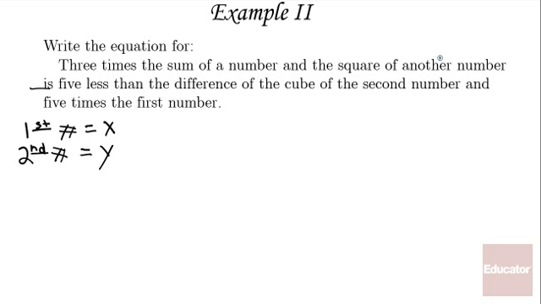3 times. Okay, so I've got 3 times. And it's 3 times the sum of these two terms. 3 times the sum of a number. I decided to call the first number x, so it's going to be 3 times x, and so the sum of x plus the square of another number. Well, the other number is y, and they want me to square that.